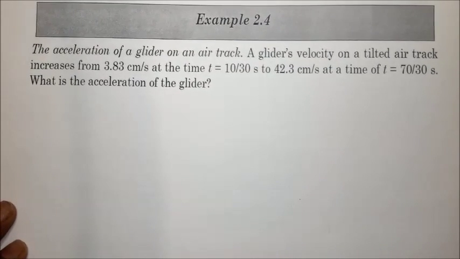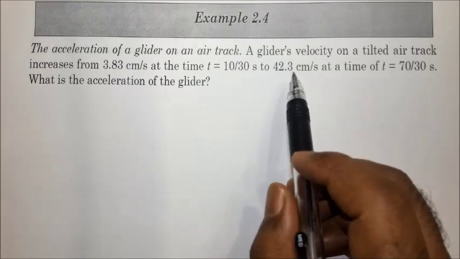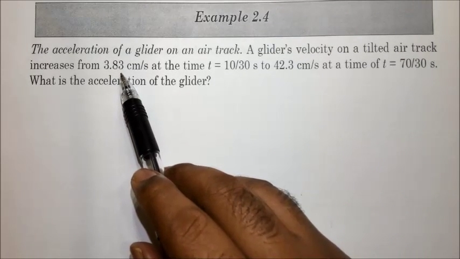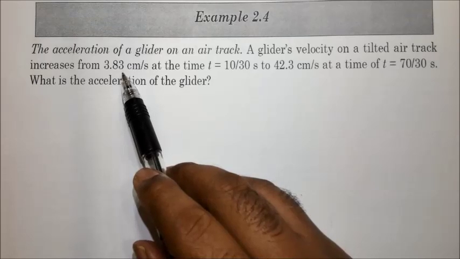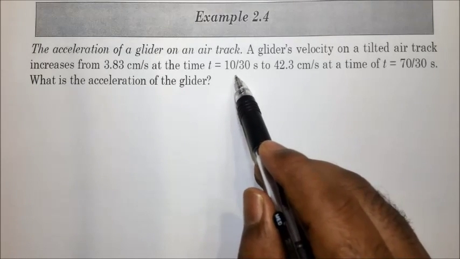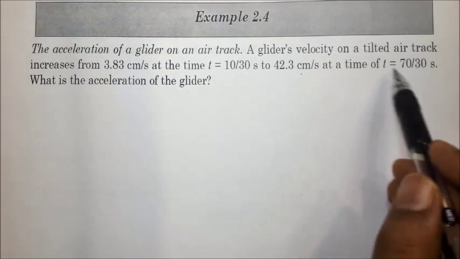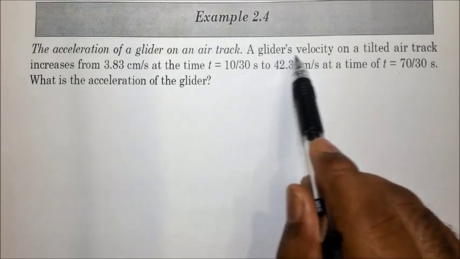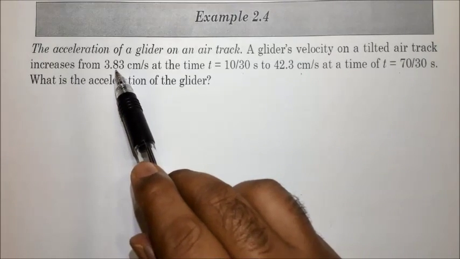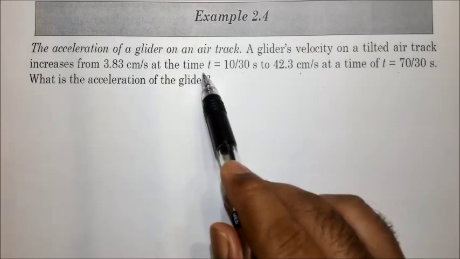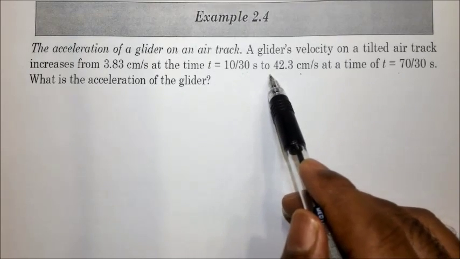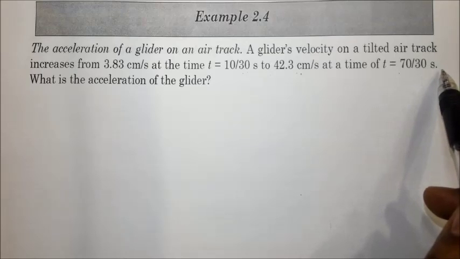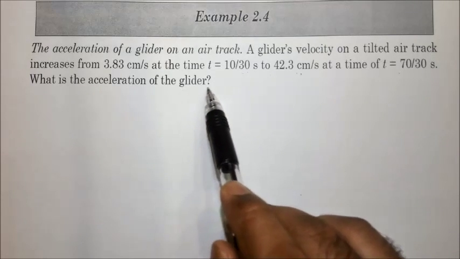Let's do another example. Example 2.4. A glider's velocity on a tilted air track increases from 3.83 centimeter per second at the time t is equal to 10 over 30 second to 42.3 centimeter per second at a time of t is equal to 70 over 30 second. What is the acceleration of the glider?